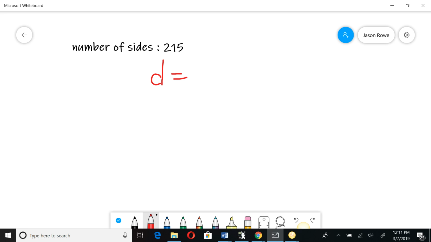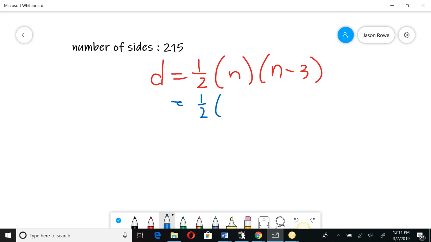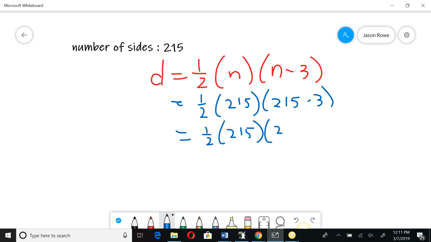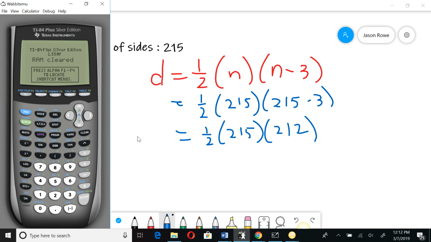The number of diagonals is 1/2 times n times n minus 3. And so what we got here, since we have a 215-sided figure, is 215 times 215 minus 3. We're going to simplify, so we get 1/2 times 215 times 212. Well, I'm not going to try to worry about multiplying that either.